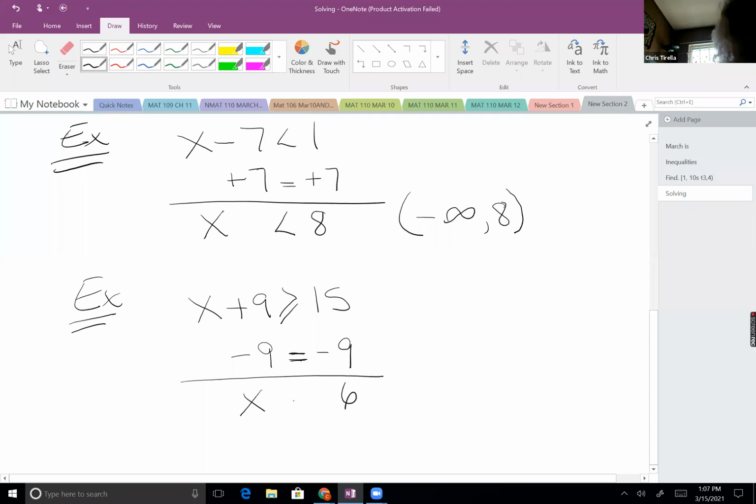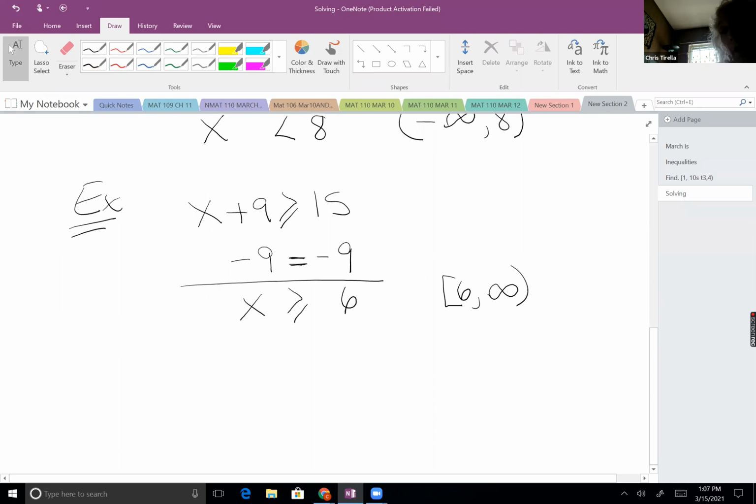But the direction of that original inequality remains the same because I'm adding or subtracting. And so we get x is greater than or equal to 6. The smallest value would be 6, and there is no largest value. So we have that interval closed at 6 and to infinity. Are those all right?